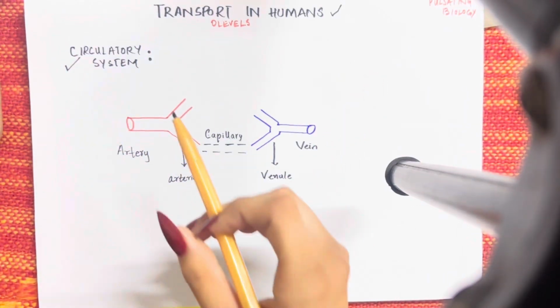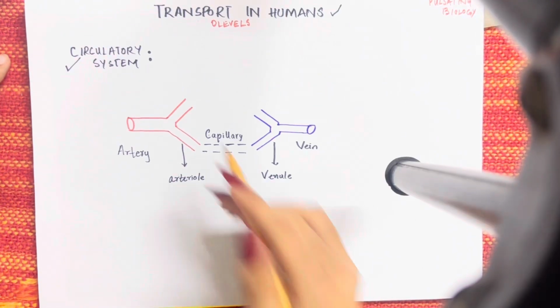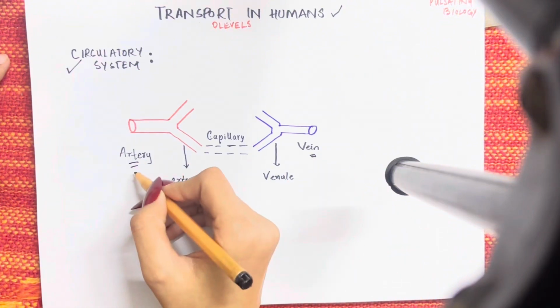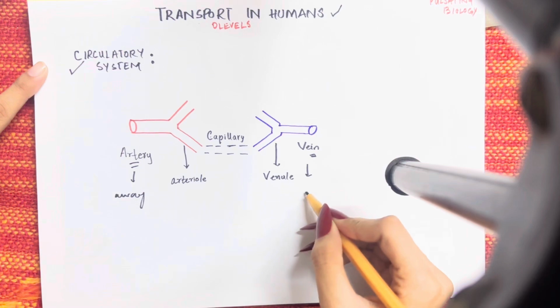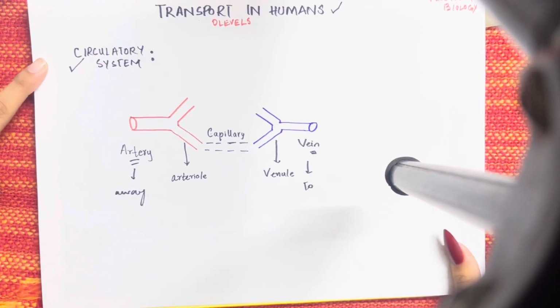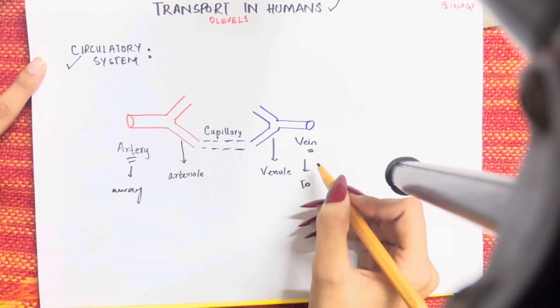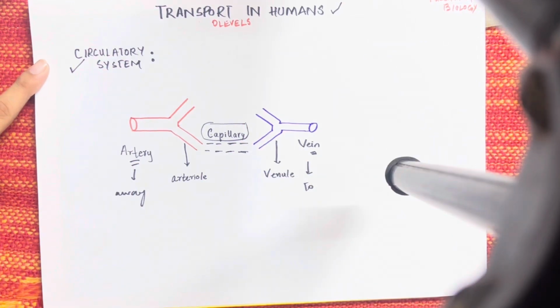So let's understand how the arteries and the veins work when it comes to the circulatory system. We say that the arteries take the blood away from the heart, whereas the veins take blood to the heart. So this is the first main difference that you need to understand. Secondly, the major component that joins the artery and the vein is termed the capillaries. Here the tissue fluids are present.